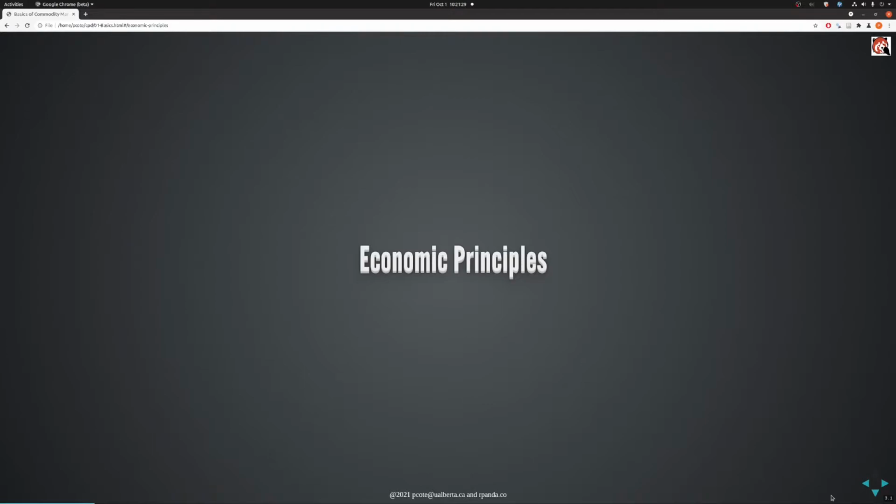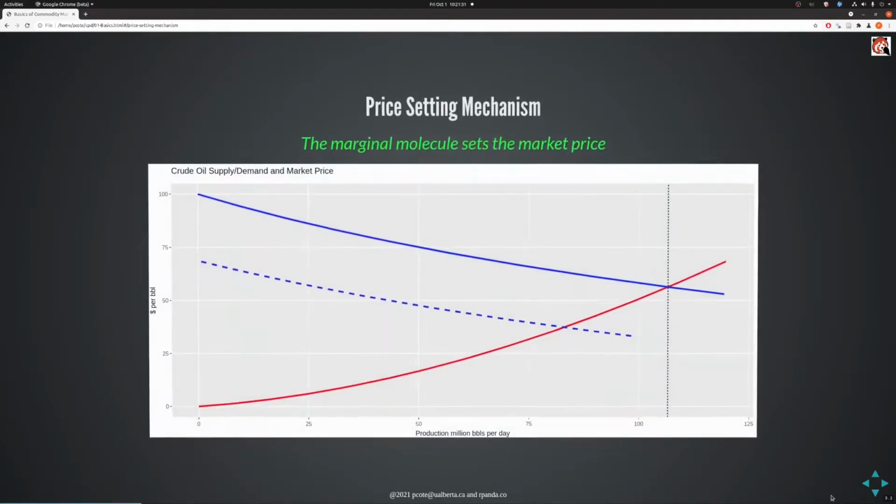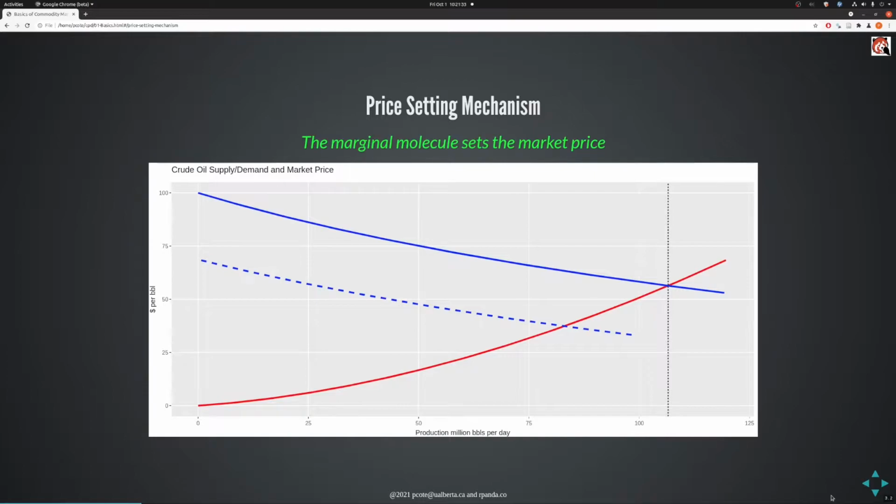First, let's discuss economic principles. The first principle is around the price-setting mechanism. The marginal molecule always sets the market price. So what we have demonstrated in this graph here is a supply-demand model. The blue line represents demand, and the red line represents supply. At a given intersection, the intersect would actually be the marginal market price.